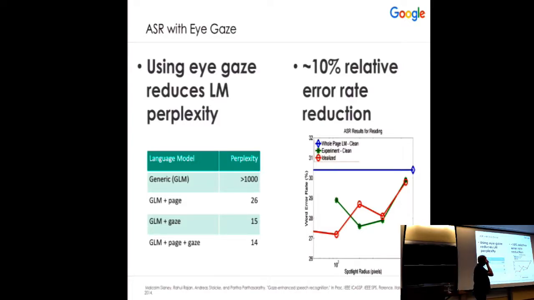So we got a 10% relative error rate reduction compared to the baseline. The baseline was the whole page language model, but then knowing which part of the page you're looking at, we could make a significant performance improvement. And so that was quite good. I think the challenging part is that these screens are really small, and so getting eye gaze information from smaller screens is hard. But it's getting better and better, and you can get eye tracking software for phones now, using the camera phones. So that's becoming easier and easier.